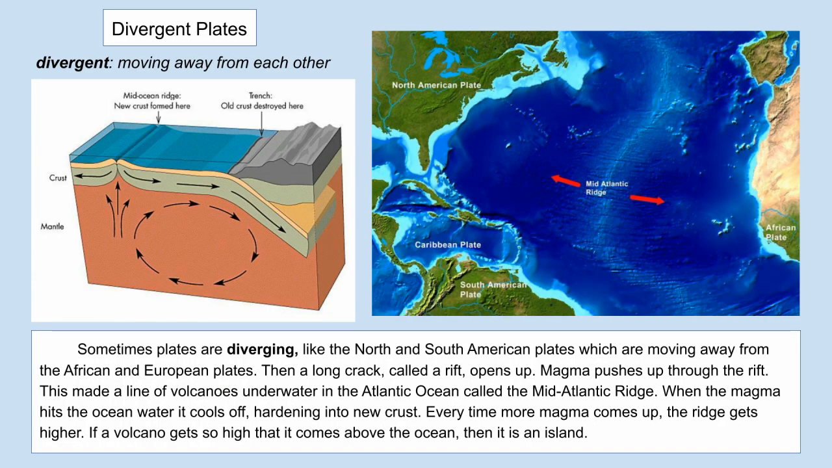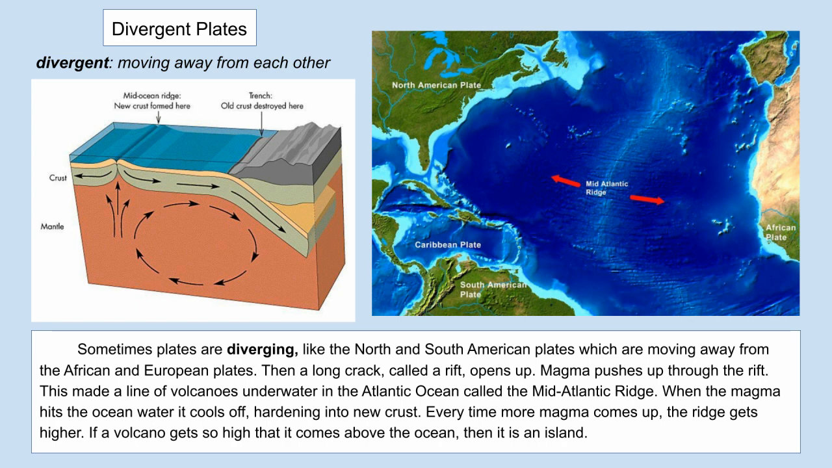Divergent plates. Divergent, moving away from each other. Sometimes plates are diverging, like the North and South American plates, which are moving away from the African and European plates. Then a long crack called a rift opens up. Magma pushes up through the rift. This made a line of volcanoes underwater in the Atlantic Ocean called the Mid-Atlantic Ridge.